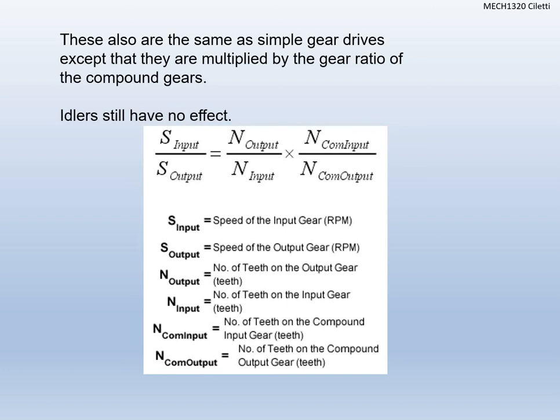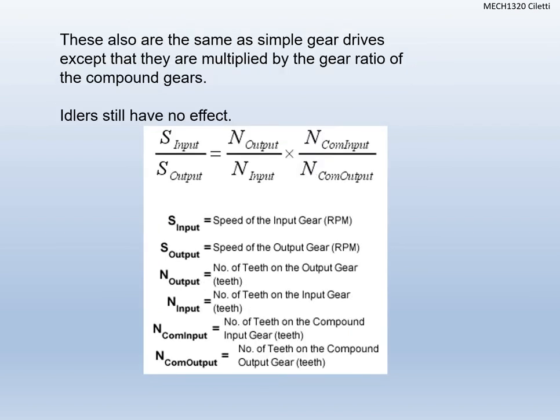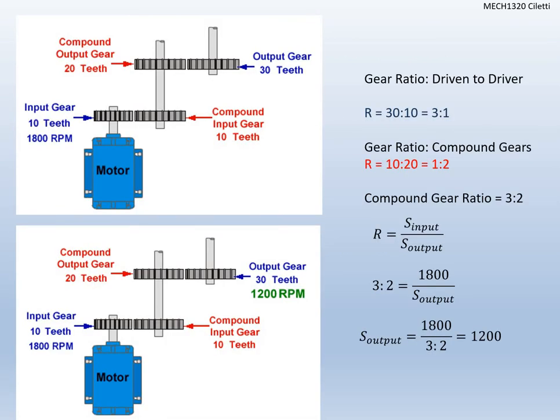And now with this, let me step back a slide. Instead of using our pitch circle diameter, same concept, same equation here, only we're going to use the number of teeth on the gear. So N represents number of teeth, else the equation is the same. So overall efficiency, this is how you would find it. But let's work through some examples here.